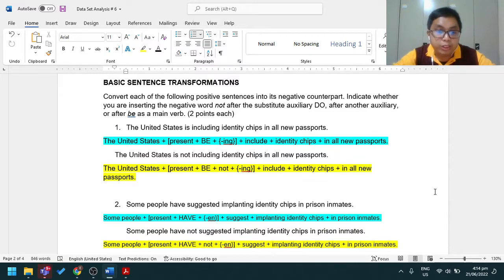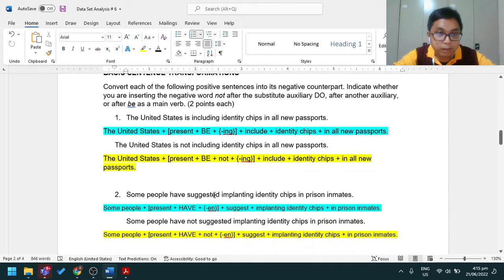And how did we do this? Again, we show here now that the United States, and then we have the underlying structure, present plus be plus ing plus include, identity chips in all new passports. With the second sentence as already transformed, you now put the negative marker not after be.